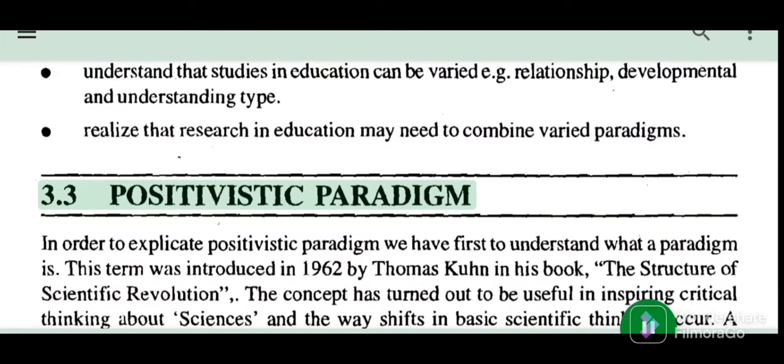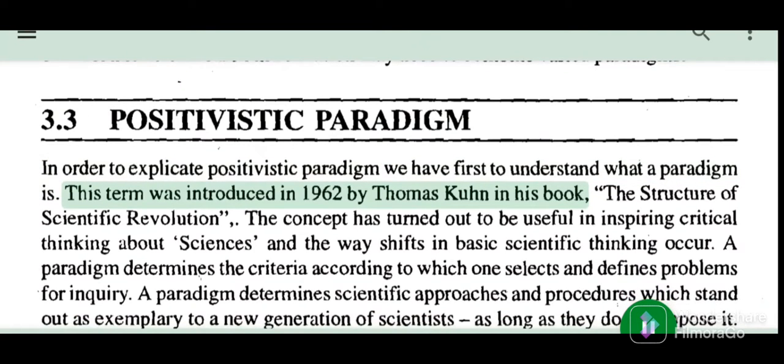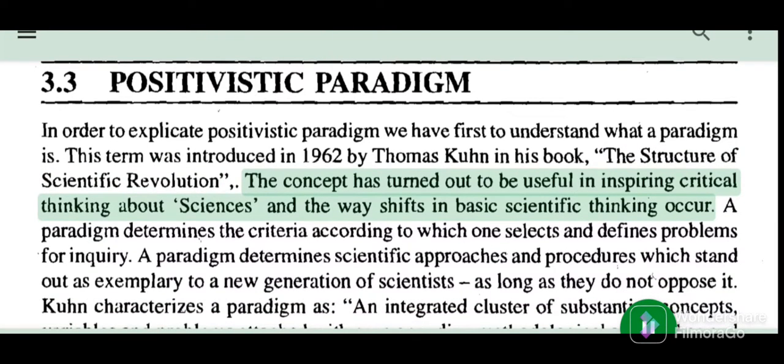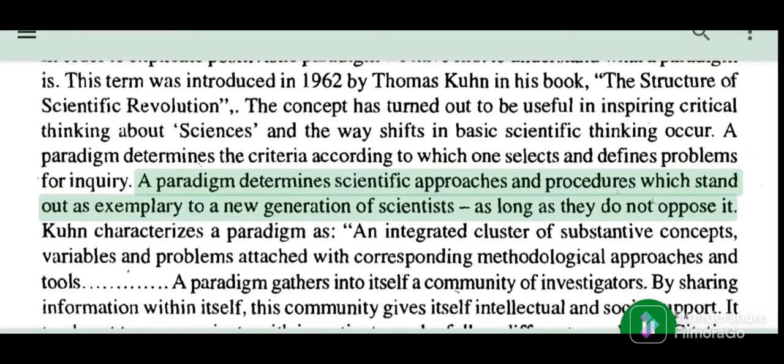3.3 Positivistic paradigm. In order to explicate positivistic paradigm, we have first to understand what a paradigm is. This term was introduced in 1962 by Thomas Kuhn in his book, The Structure of Scientific Revolutions. The concept has turned out to be useful in inspiring critical thinking about sciences and the way shifts in basic scientific thinking occur. A paradigm determines the criteria according to which one selects and defines problems for inquiry. A paradigm determines scientific approaches and procedures which stand out as exemplary to a new generation of scientists as long as they do not oppose it.